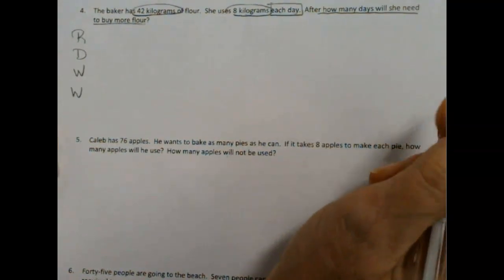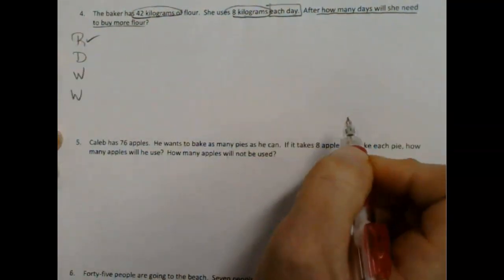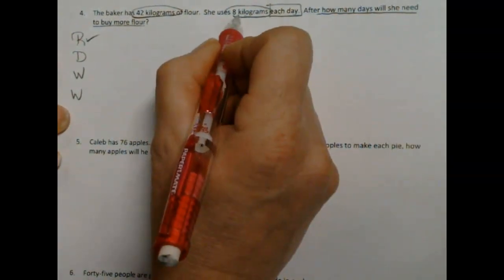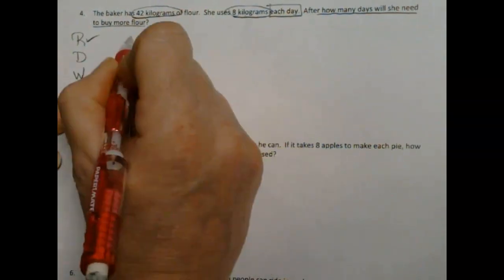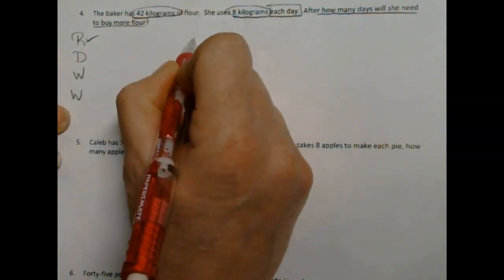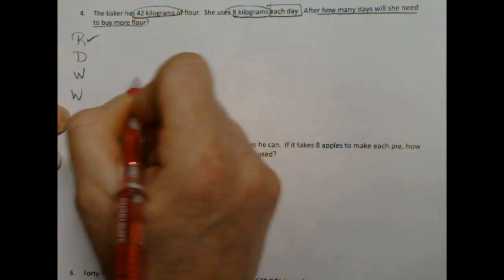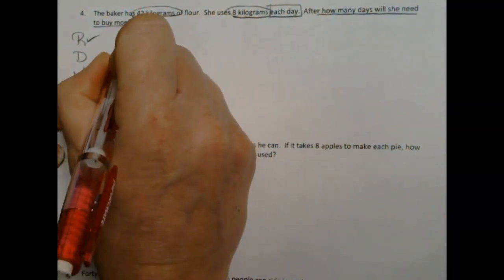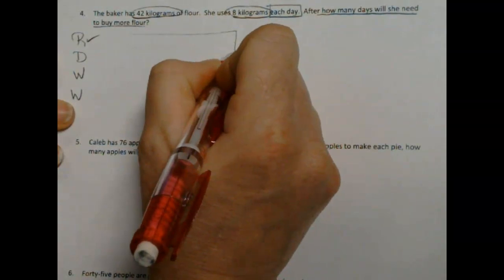So I know I've read my problem. I'm going to draw this out. I can draw this a couple different ways, guys. I can do 8 kilograms. I can do an array of 8 in each row until I get to 42 and determine how many days that's going to be. Or I could do a tape diagram. I'm going to start this one with a tape diagram.